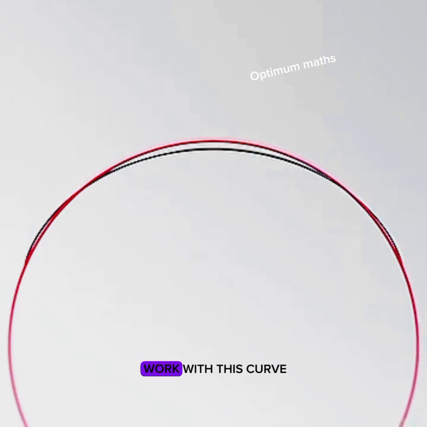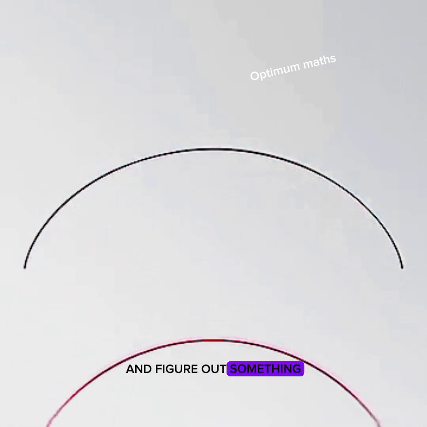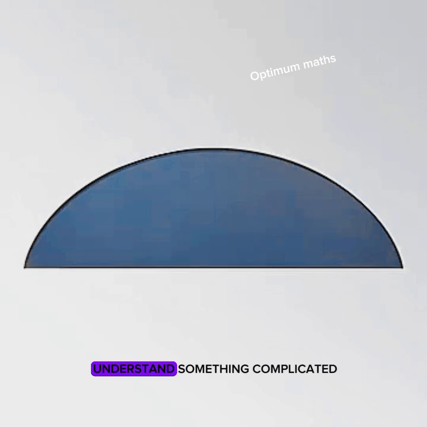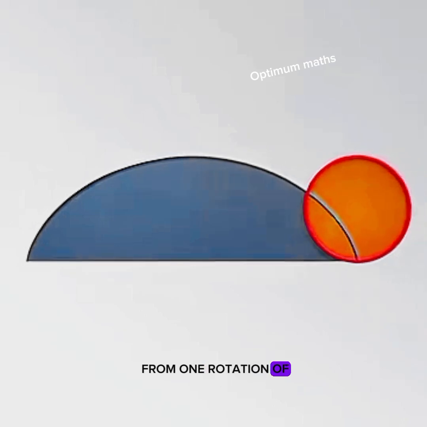So how could we work with this curve and figure out something such as the area contained between the cycloid and the ground? A good way to understand something complicated is to break it apart into simpler pieces. So what do we know about this shape? First off, it was traced out from one rotation of a wheel.